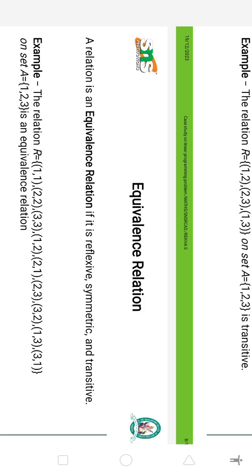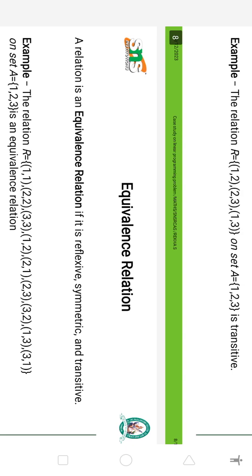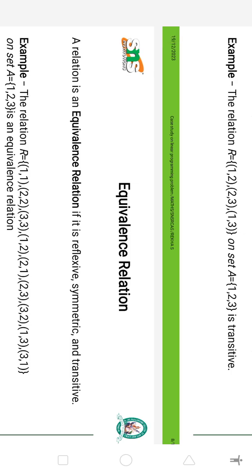There are various problems, such as divisible by 3 and divisible by 5. You can refer to a recent book of discrete mathematics, which has the relations topic, and go through the exercise problems on relations and solve them as an assignment.